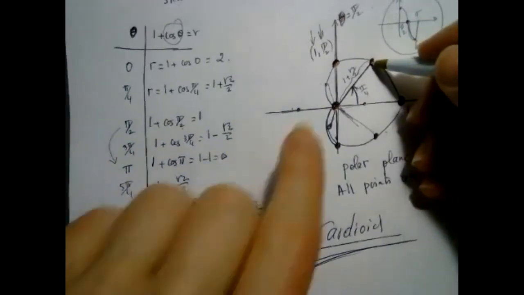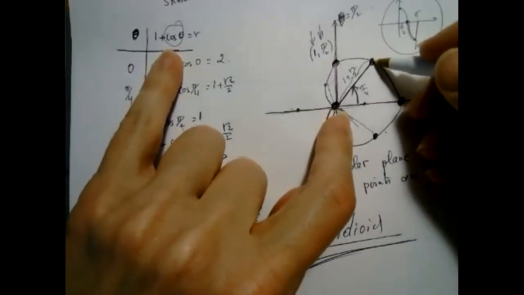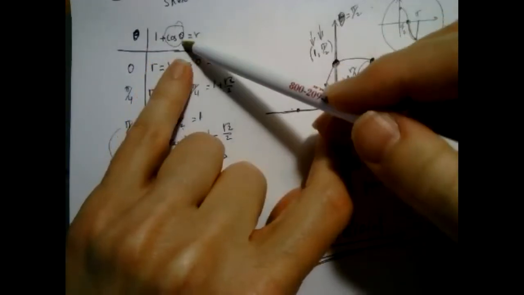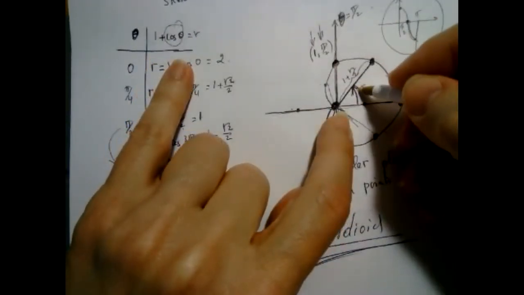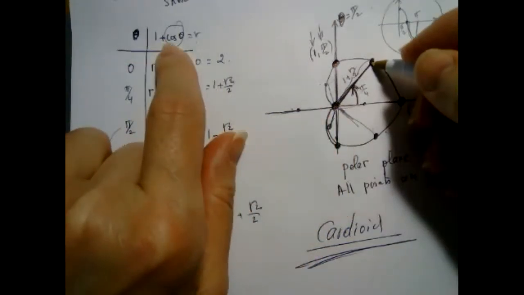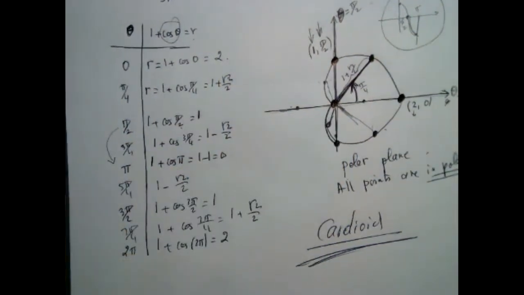So every point on this graph, the polar coordinate of this point, satisfies the condition that r is 1 plus cosine theta. It means if this is theta, theta is always the angle, then this distance from here to here is 1 plus the cosine, which is 1 plus square root of 2 over 2. Okay.